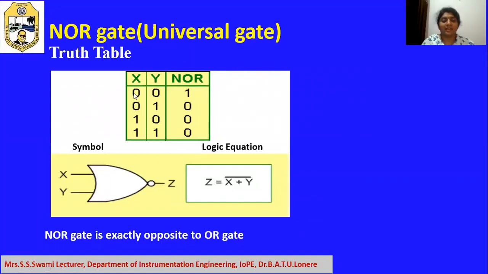When x is equal to 0, y is equal to 0, output of NOR gate is 1. When x is equal to 0, y is equal to 1, output of NOR gate is 0. When x is equal to 1, y is equal to 0, output of NOR gate is 0. When x is equal to 1 and y is equal to 1, output of NOR gate is 0. That means it plays exactly opposite role of OR gate. When both the inputs are 0, output will be 1.